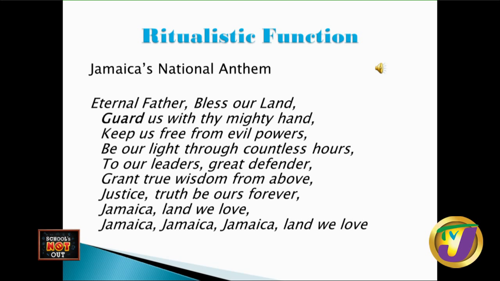Eternal Father, bless our land. Guide us with thy mighty hand. Keep us free from evil powers. Be our life through countless hours.